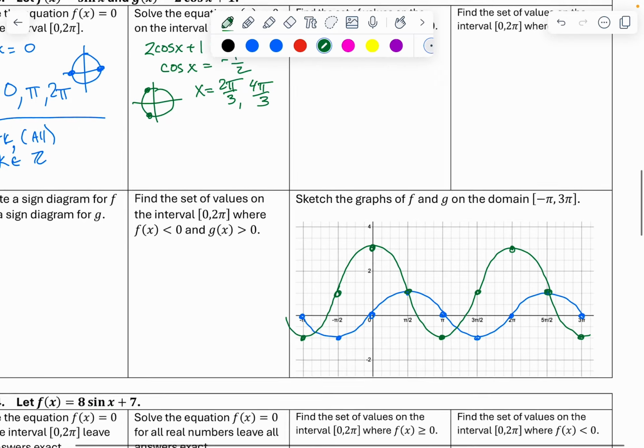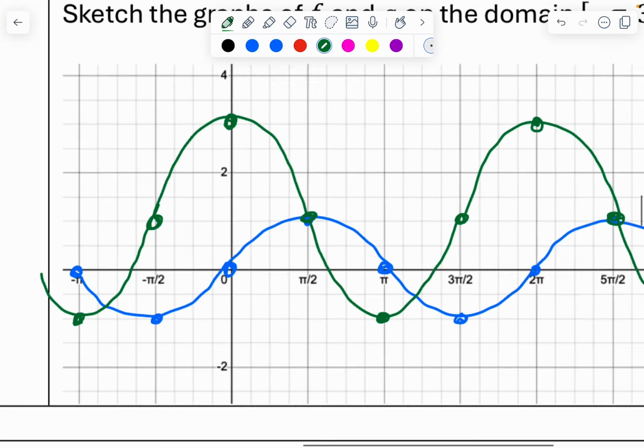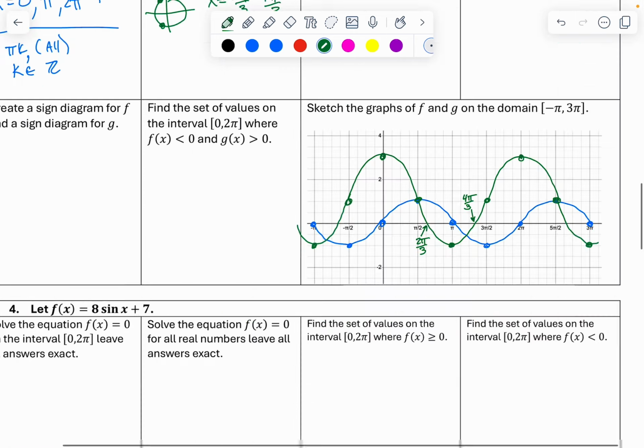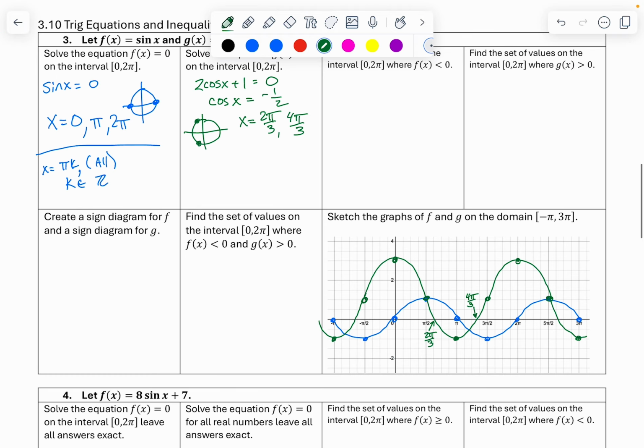And we know that this graph right here would be 2 pi over 3. And this right here would be 4 pi over 3. Because we solved that equation just a minute ago.